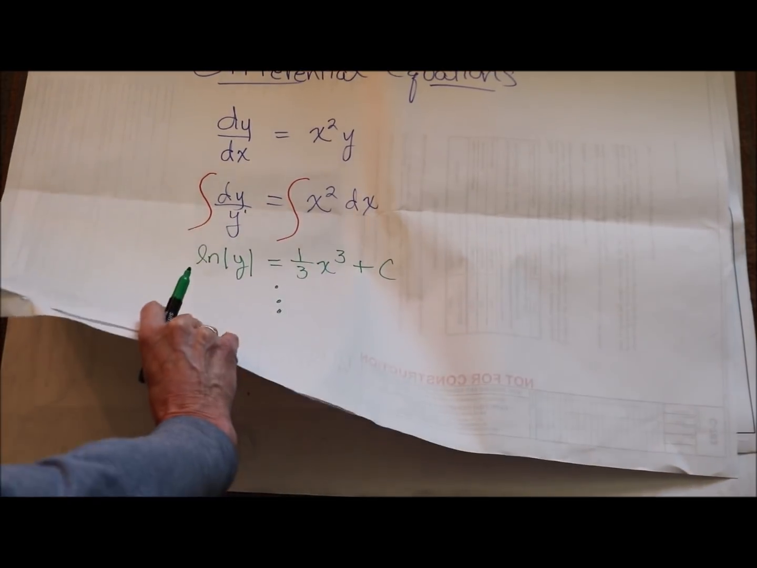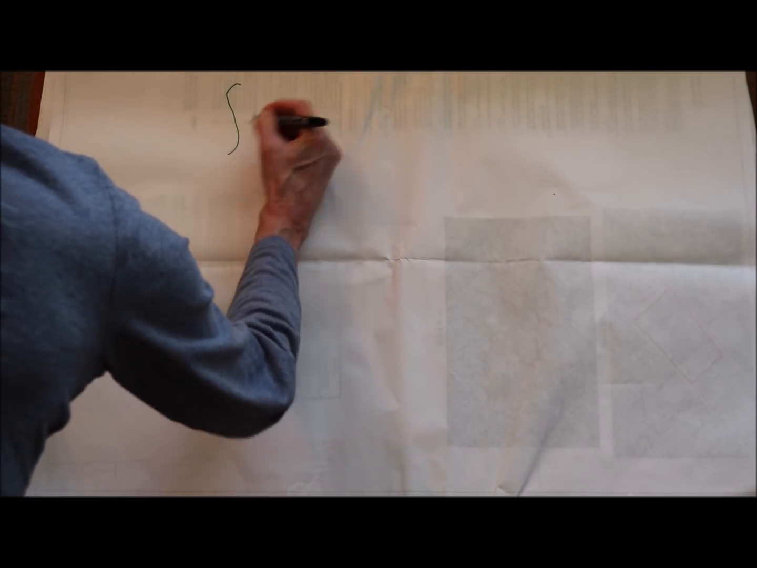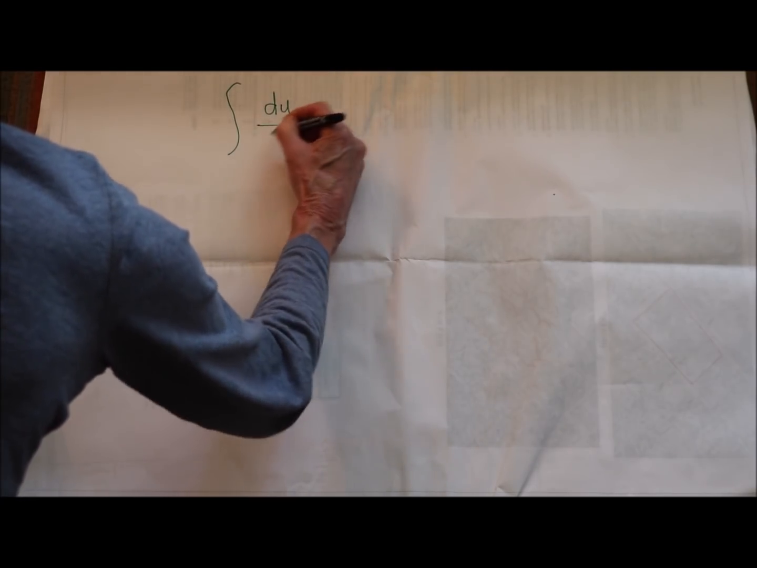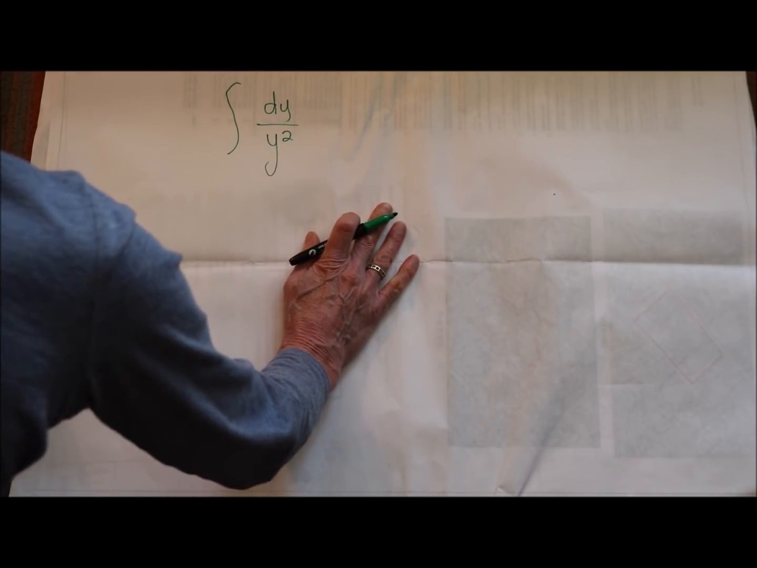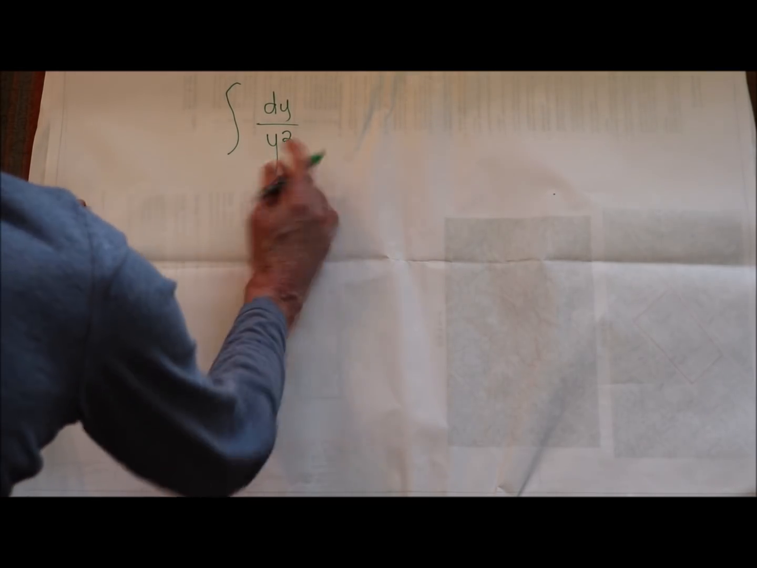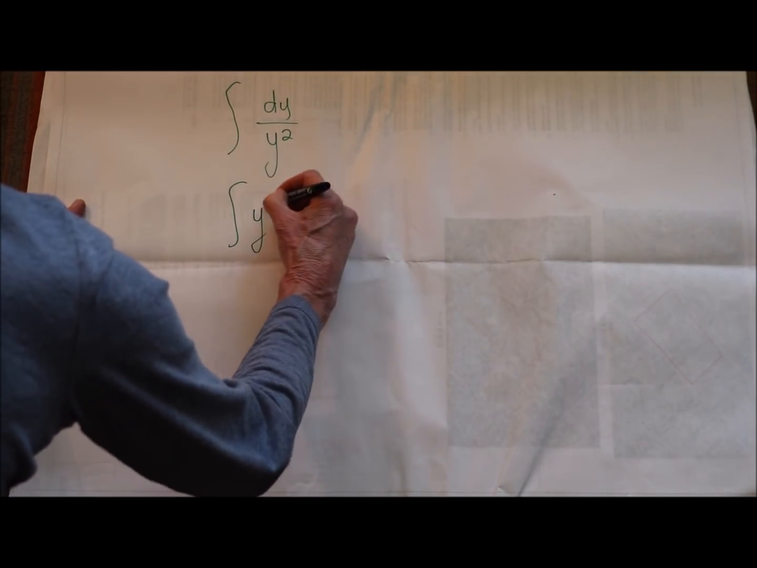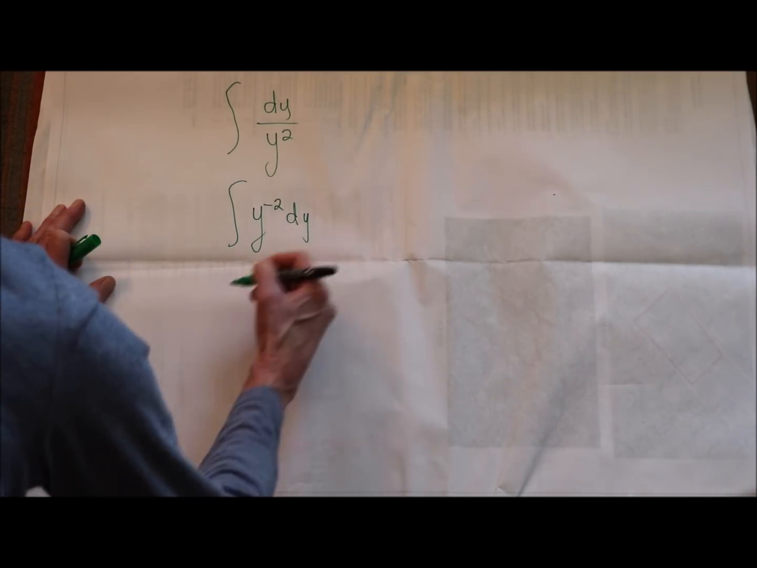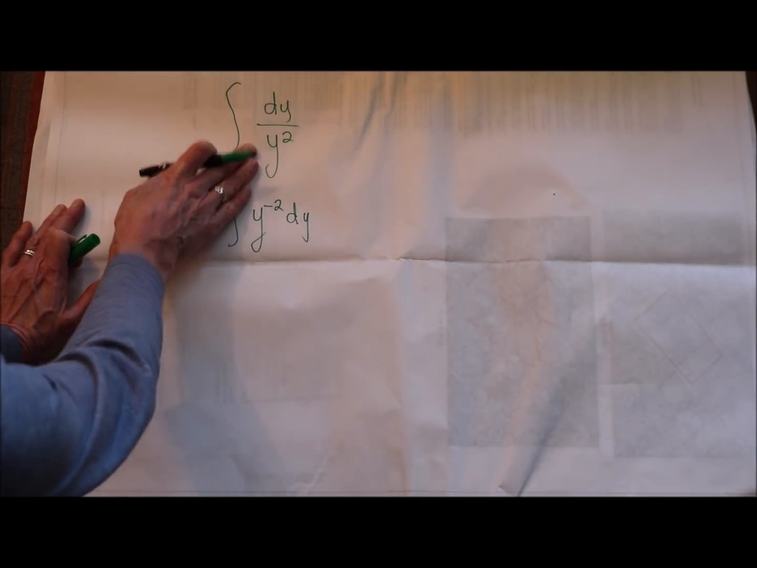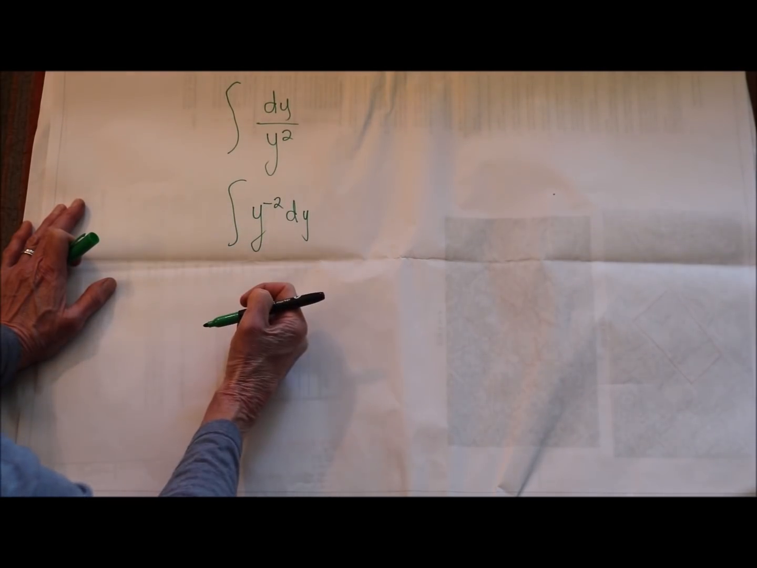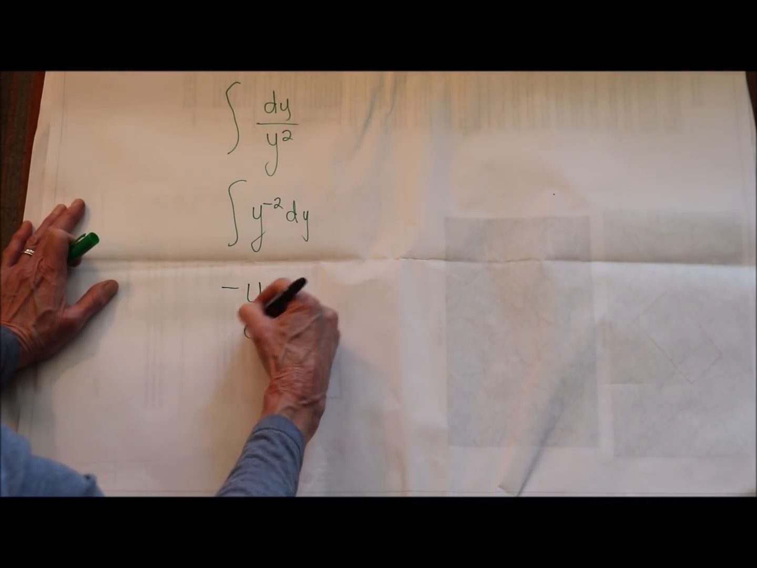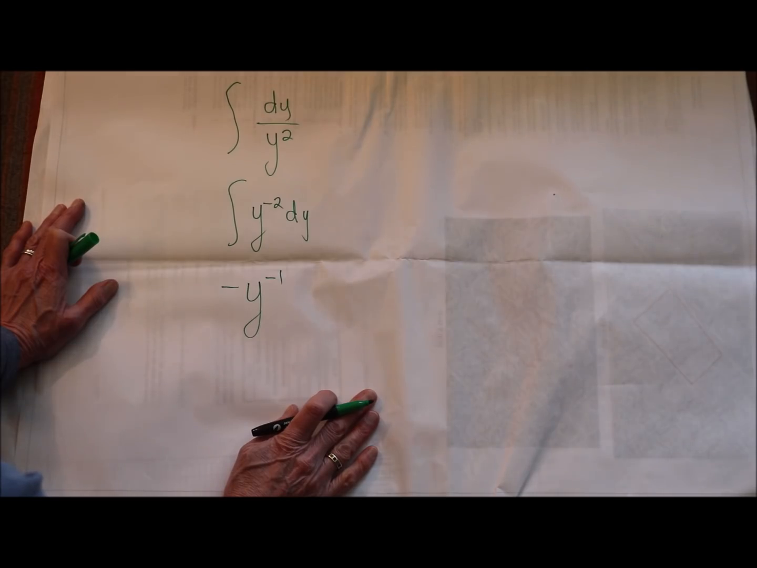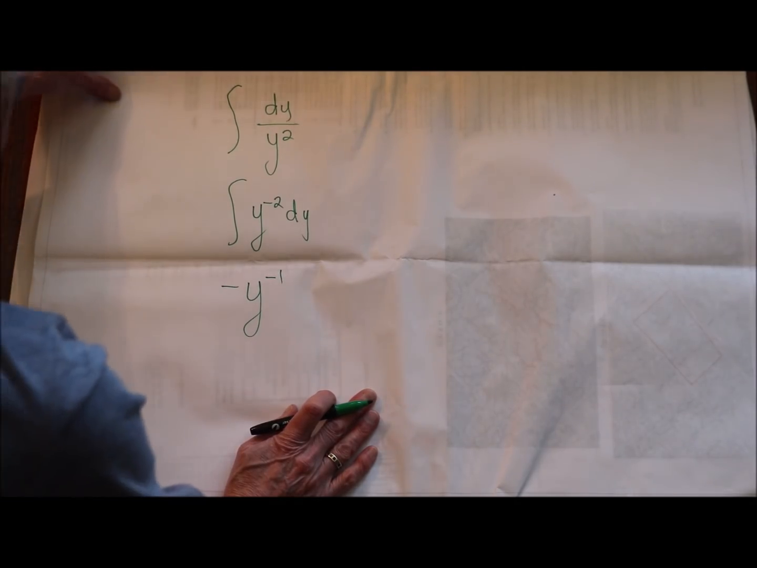Other things about differential equations. A side note, let's say I had something like this instead of what I just had. That's not natural log, right? That's a very easy mistake to make. You would rewrite this as y to the negative 2, and the antiderivative of that would be that, right? Okay, that's a side note.